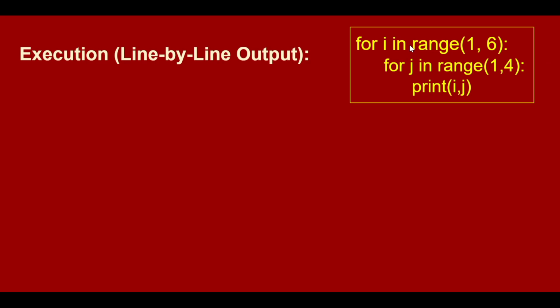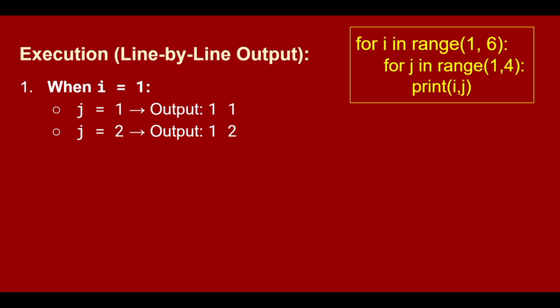That means for the first time when i will take the value as 1, we have to run this loop also. Now for the first time j will take the value as 1 and the output will print as 1 and 1. Then j will take the value as 2 and the output will print as 1 and 2. Then j will take the value as 3 and the output will be 1 and 3. Now since this loop is completed, the variable i will change its value to 2.